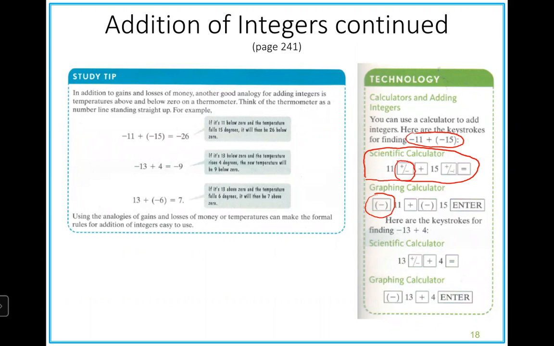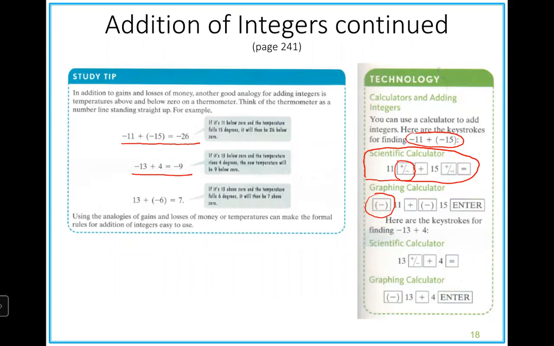And they give you three examples here. The first one is negative 11 plus negative 15 equals negative 26. The two signs are the same, so you're going to add them, and the answer has the same sign as both of them. In the second one, one is positive, one is negative. So there are different signs, so you're going to subtract.